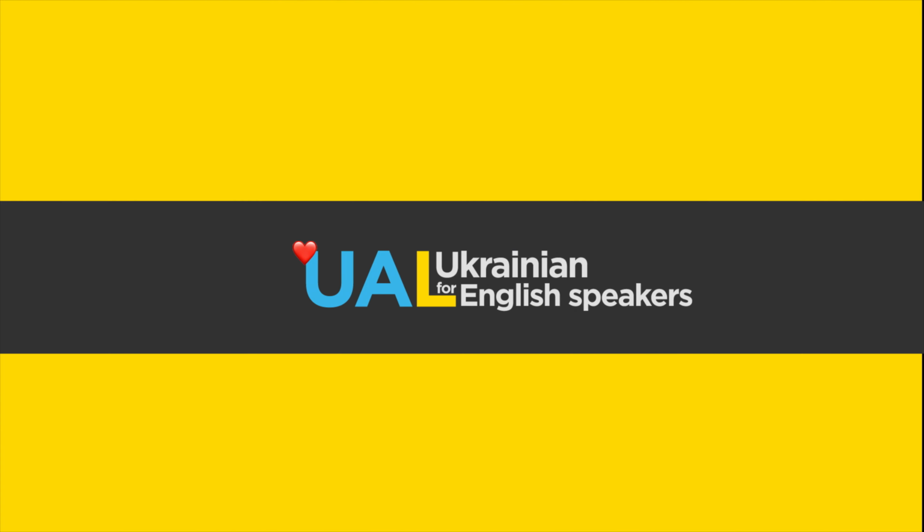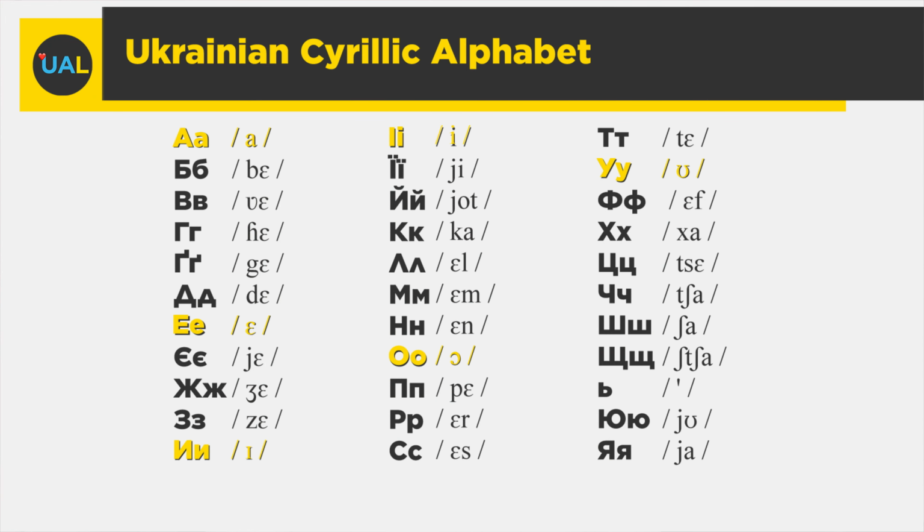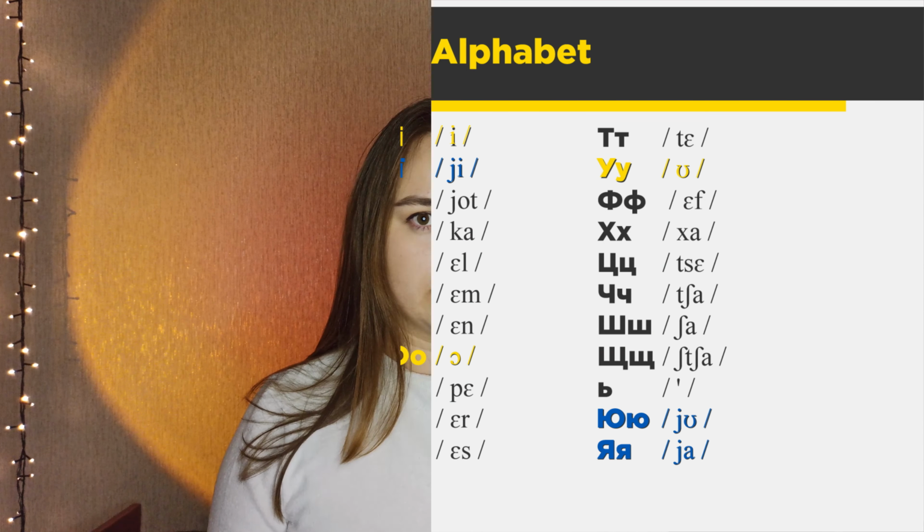In this video, you will learn Ukrainian regular vowels. If you have watched my previous video about the Ukrainian alphabet, you probably remember that there are 10 vowels in the Ukrainian language. There are 6 regular vowels and 4 mutated vowels. Today, we will focus on the regular vowels.